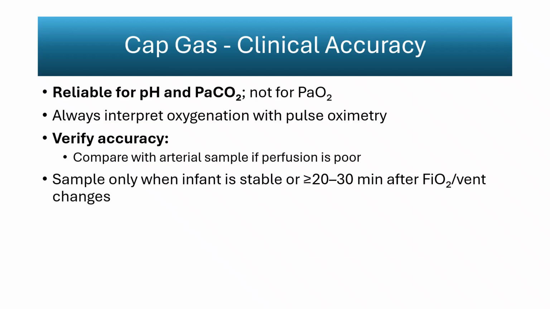Accuracy can be verified by comparing a capillary sample with an arterial gas when perfusion is marginal. Consistent correlation supports continued use of capillary monitoring, while poor agreement indicates the need to rely on arterial sampling until perfusion improves. Samples should be collected only when the infant is physiologically stable or at least 20 to 30 minutes after adjustments in oxygen or ventilator settings, allowing sufficient time for equilibration.